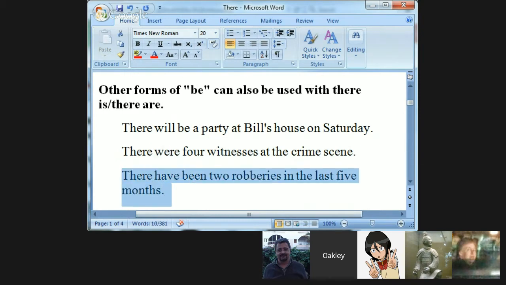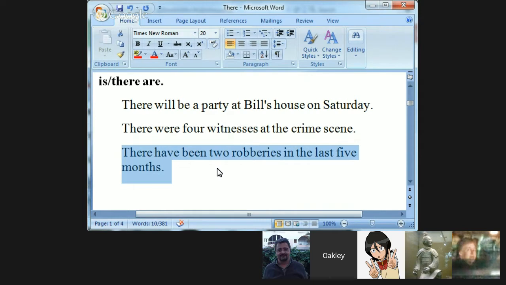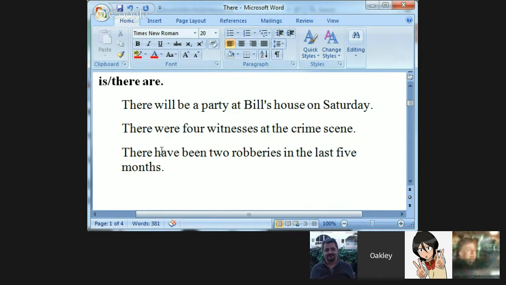Okay. Eden, how about this last one here? There have been 2 robberies in the last 5 months. Very good. Now, what verb tense is this?